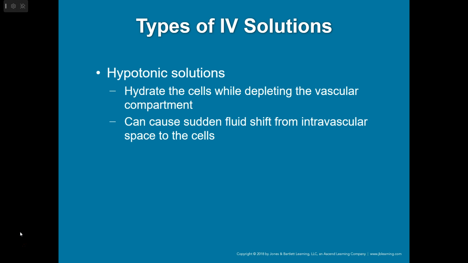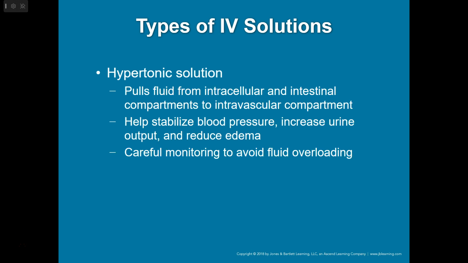All right, hypotonic solutions hydrate the cells while depleting the vascular compartment, like we mentioned, can cause sudden fluid shift from intravascular space to the cells. It's going to happen if you're giving it rapidly. We want to just, like we mentioned with D5W, just give it very slowly. If for whatever reason you had to give half normal saline, it's probably going to be a transfer. You're going to be basing that off of lab work that you might see and what the physician thinks the patient needs.